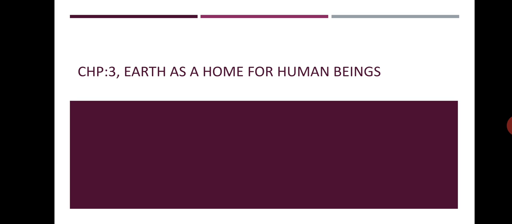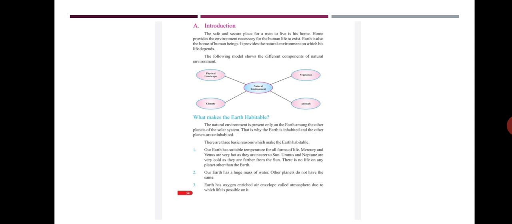Let's start. The name of this chapter is Earth as a Home for Human Beings. We have already learned that Earth is part of the solar system, a small but very important planet. Earth is like a big ball covered with water, rocks, and soil, and surrounded by air.